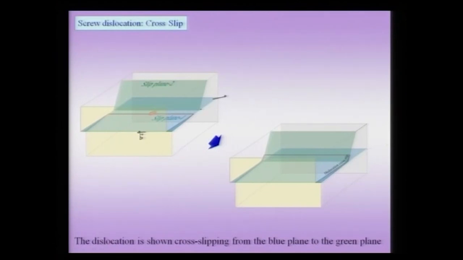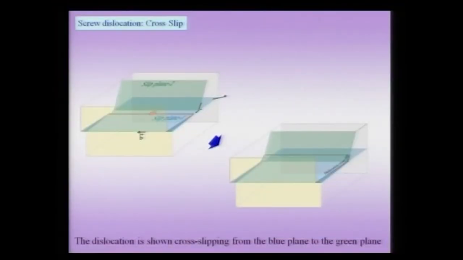So, this process by which a screw dislocation changes its slip plane, and we have to note here in this case, we are not considering the change of a slip system, but merely a slip plane within the slip system, then we consider this process as a cross slip process. Of course, if there are competing slip systems, then cross slip can also lead to a change of the slip system as well.